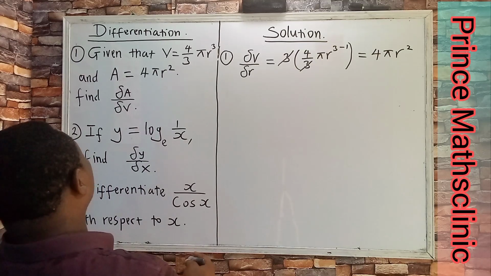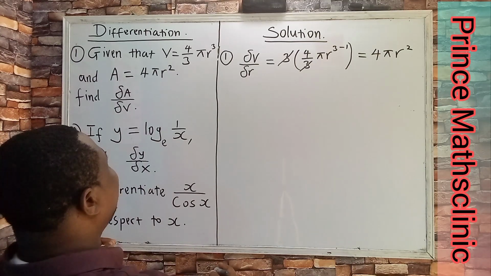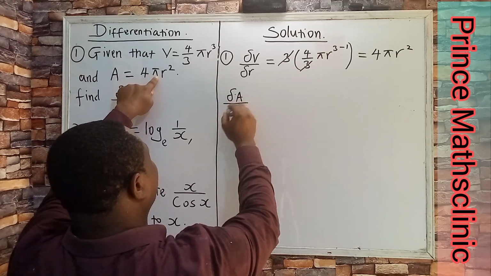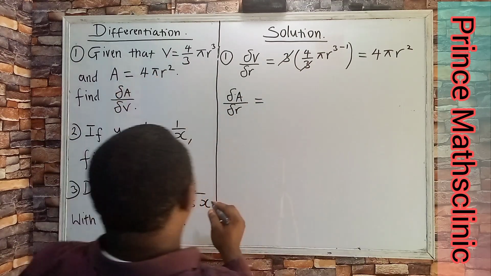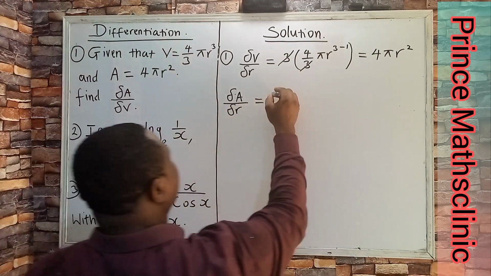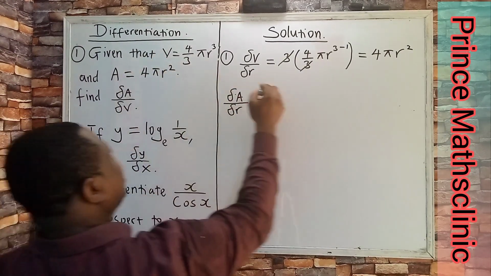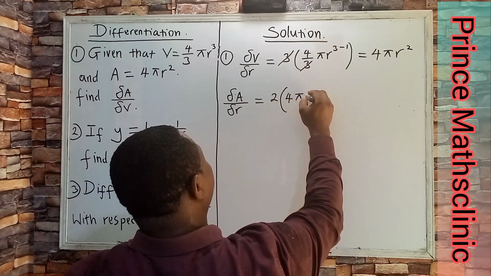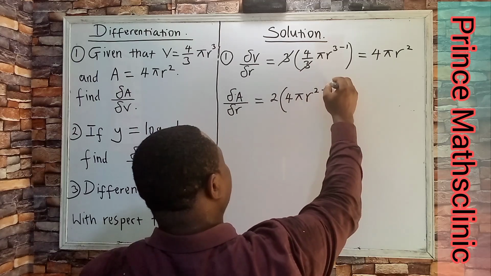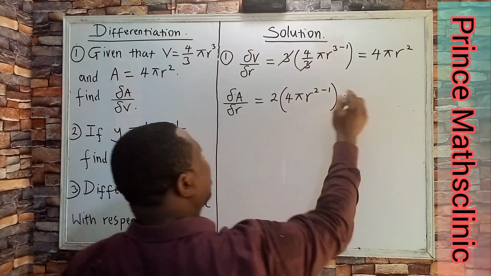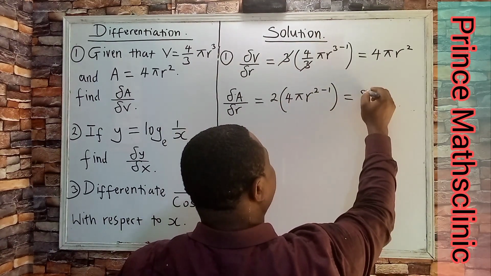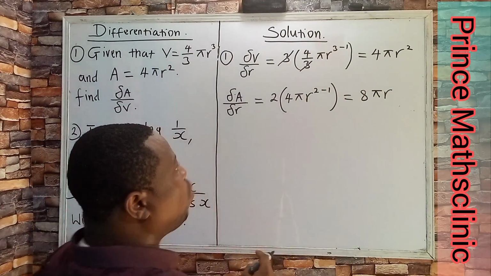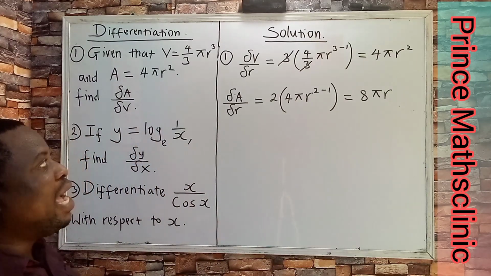Then I'm also going to differentiate A with respect to r. Now, following the same rule, you take this 2, multiply it by 4 pi r, then take 1 from the power. So this will now be 2 times 4, that is 8 pi, then r. 2 minus 1 is 1. So you get 8 pi r.